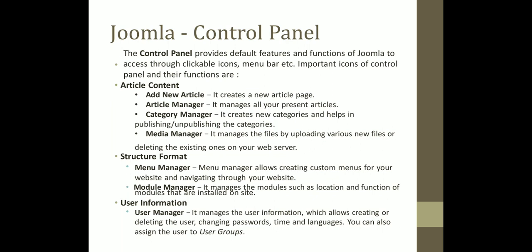First will be article content. So there are four icons under the content section. Okay, the four icons will be add new article, article manager, category manager, and media manager. So what add new article will do is create a new article page, and the article manager's work is to manage all the present articles. Then the category manager will create new categories and help in publishing or unpublishing the categories.